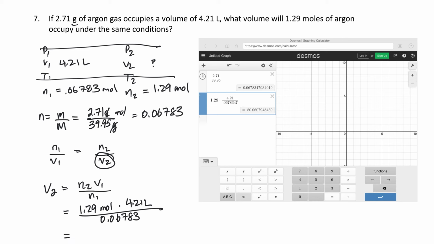Okay, so it'll be 80.06. 3 sig figs all around, so it'd be 80.1. Let's see, this was moles, so cancel that. So this has to be liters. 80.1 liters. That's quite a change in space. But 1.29 moles versus 0.06 moles, that's a significant difference too.